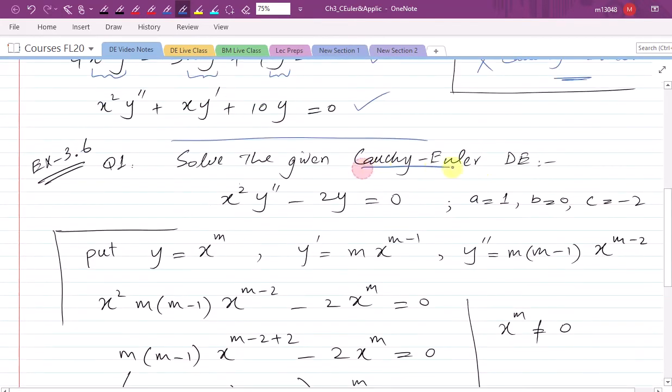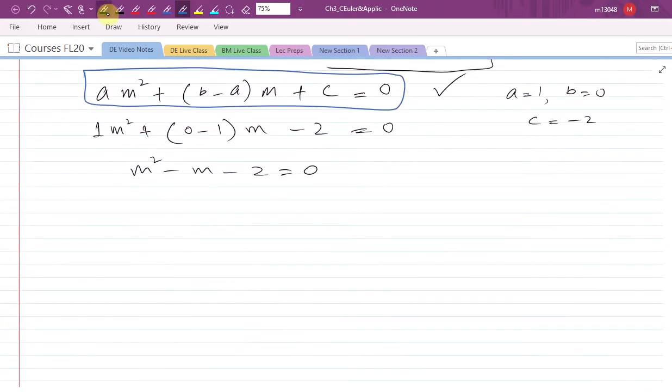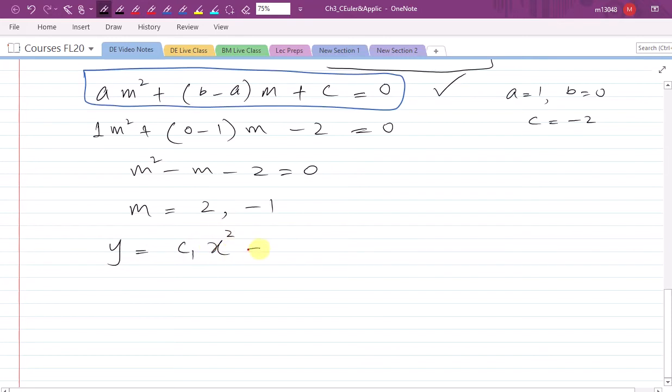For Cauchy Euler equations, which have this variable x square attached to the derivative, you write a, b, c and use this formula to make the auxiliary equation. You cannot write the auxiliary directly. Now we write the roots of the auxiliary, which are m equals 2 and minus 1, and our solution is y equals c1 x power 2 plus c2 x power minus 1.